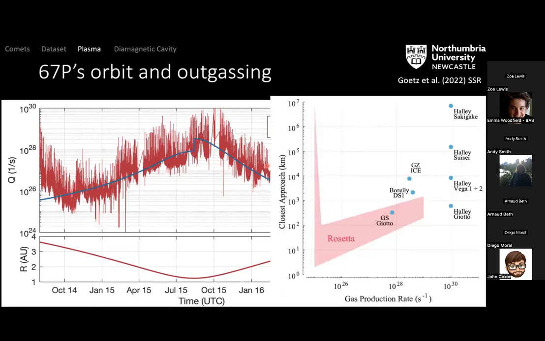And just to put this into context with all of the other comets that were visited by spacecraft, you have the gas production rate here at the bottom and the closest approach distance of the spacecraft. You can see Rosetta covered quite a lot, but it also covered a previously unknown region. Only Giotto at Grigg-Skjellerup covered a little bit of this. All the other ones were at significantly higher gas production rates or significantly further away. So this mission's really filling a gap here.